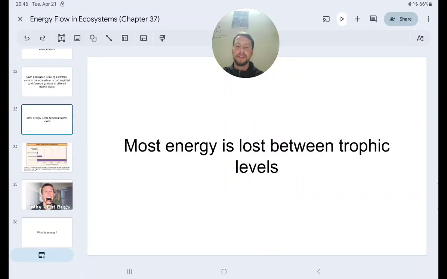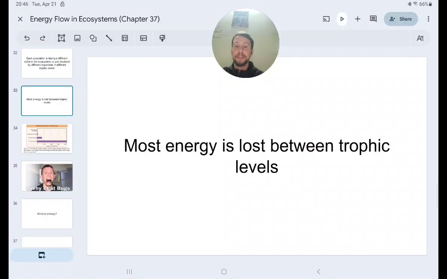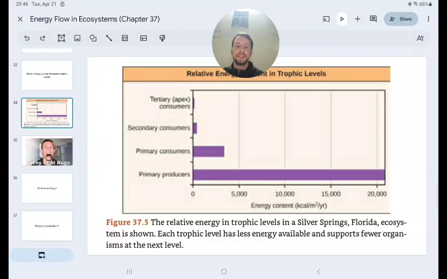Most energy is lost between trophic levels. So most energy does not transfer from the primary producers to the primary consumers. And so we can see if this depicts how much energy is in primary producers, only about 10% gets to primary consumers. And only 10% of that gets to secondary consumers, and only 10% of that gets to tertiary consumers. Okay? Which is why, environmentally speaking, if you have more primary producers in your diet, you're usually being more environmentally friendly. So eating meat a lot is actually a little bit less environmentally friendly.